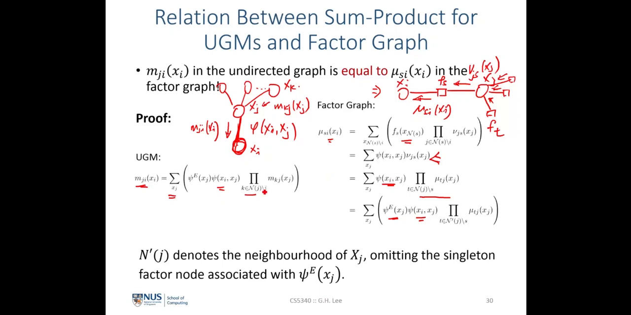And now we can see that the two terms here are equivalent to each other, which means that the message passing step in a factor graph is the same as the message passing step in an undirected graph, or a directed graph which has been converted into an undirected graph through the step of moralization.